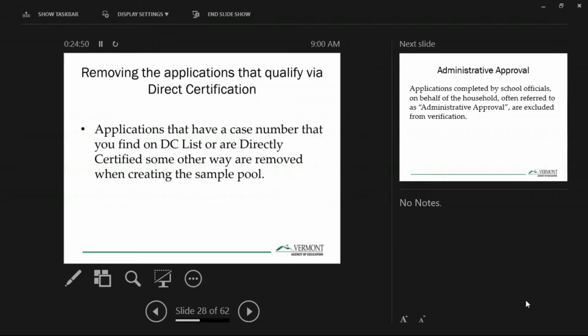Like if you have the letter from our migrant coordinator at AOE that says this child is a migrant student, and you also have an application, that migrant letter is going to supersede that application. So you're going to remove it when creating your sample pool. You're not going to get rid of those applications. You're just going to set them aside.